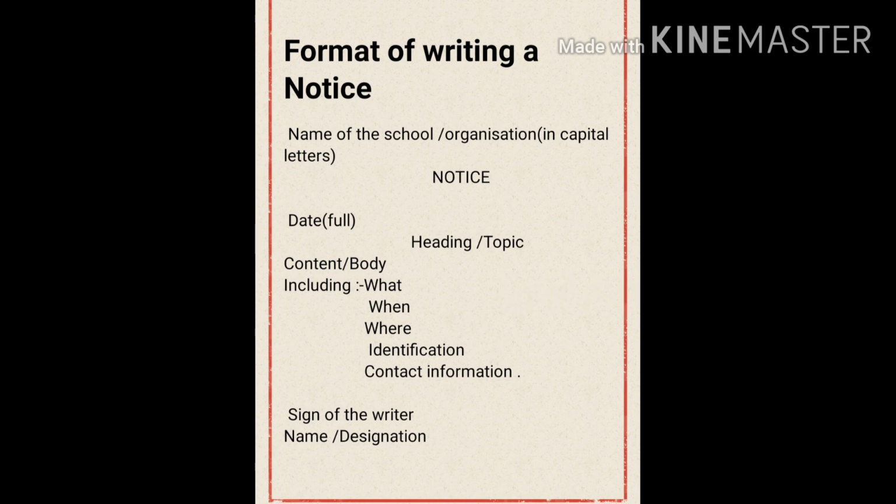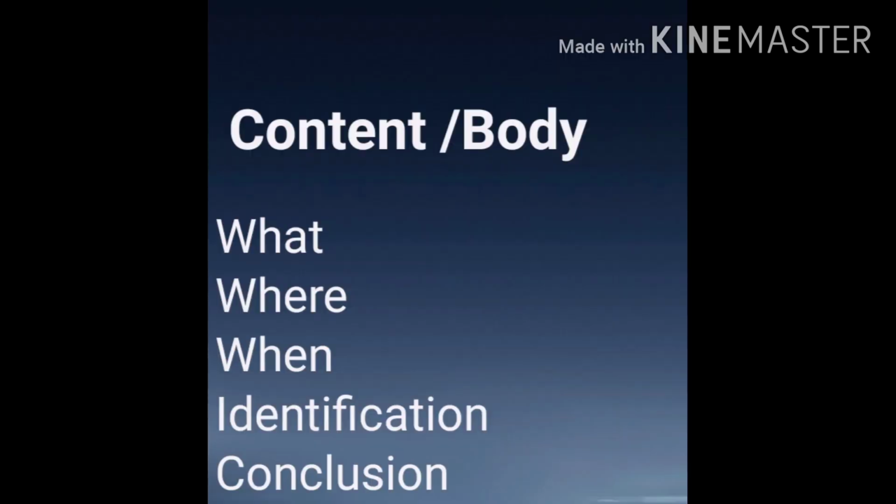Okay, now the next is content. In the content, you will include what. What means what is lost, what you have lost. Next is where. Where you have lost it, in the school premises or in the library, at a particular place. You can mention that. Next is when you have lost it, like the date, you need to mention.